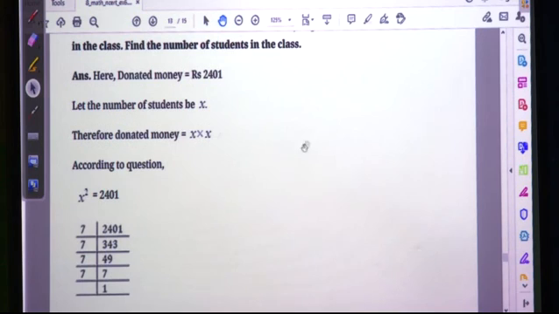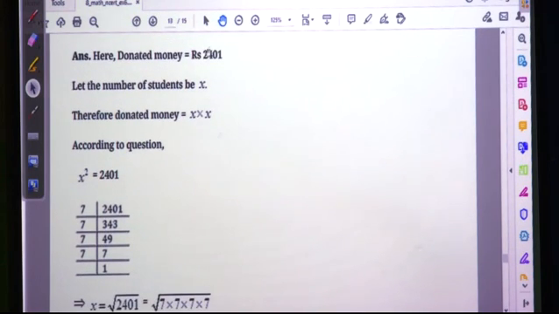Here donated money is 2401. Let the number of students be x. Therefore, donated money is equal to x into x. According to the question, what is it? x square is equal to 2401. Therefore, we are finding the factors of 2401.